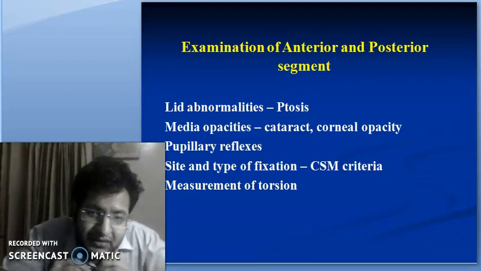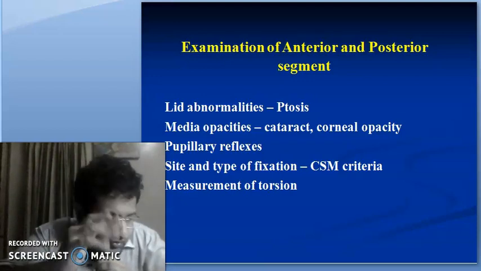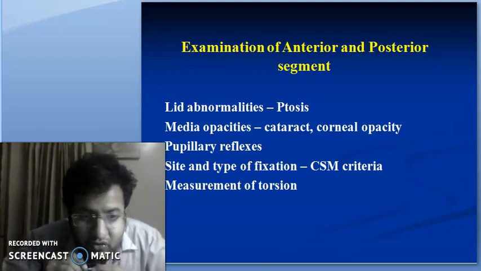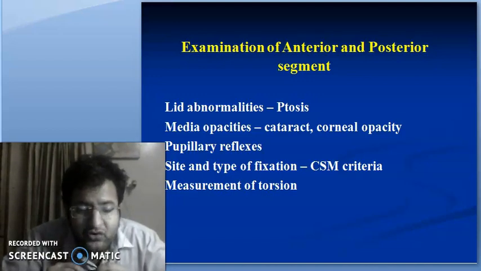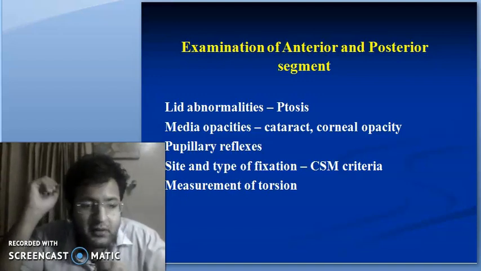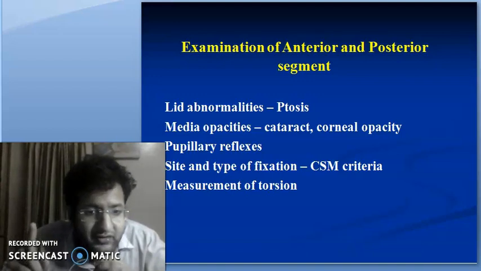We have to see the site and type of fixation, which eye is fixating, and whether cross fixation is present or not. We have to see that. We also have to measure the torsion. In the measurement of the torsion, we have to remember we can measure the torsion either by using a Maddox rod test. We will come to it.